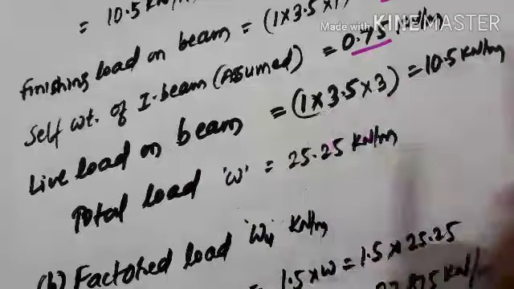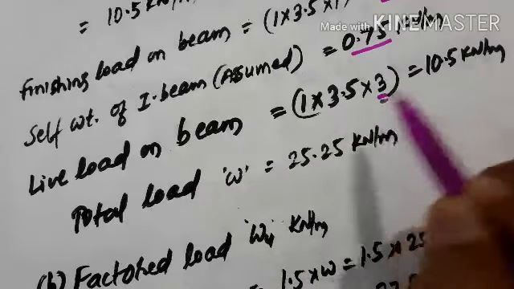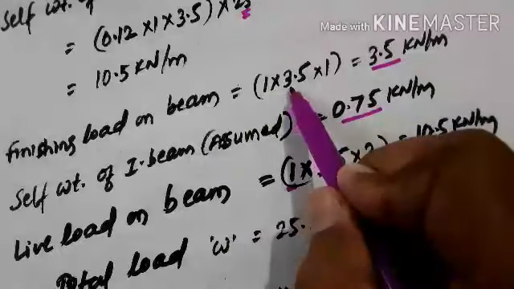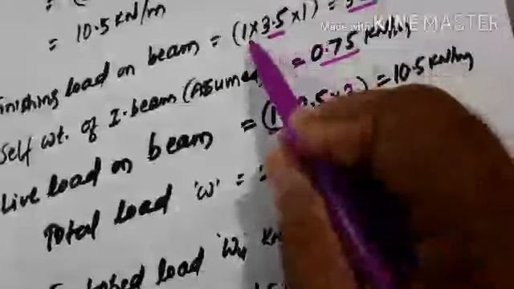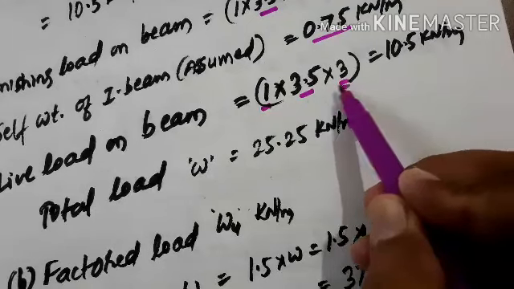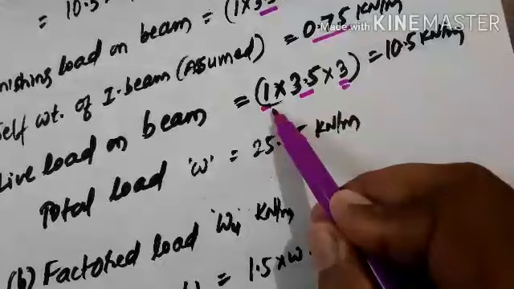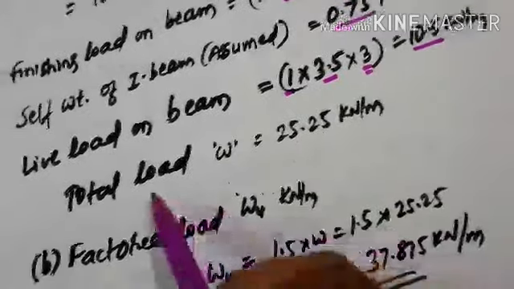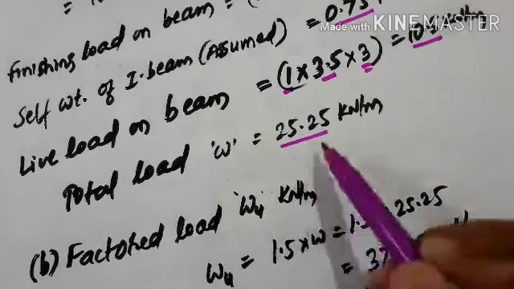The live load is given as 3 kilonewton per meter square. This is the span and this is per meter. Here also the floor finishing is given as 1. Likewise, 3 kilonewton per meter square is the live load over a span of 3.5 meter per meter run. So we get 10.5 kilonewton per meter. Then the total load we get is 25.25 kilonewton per meter. That is the working load.